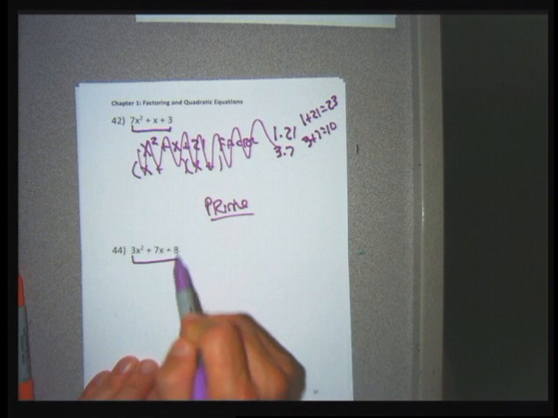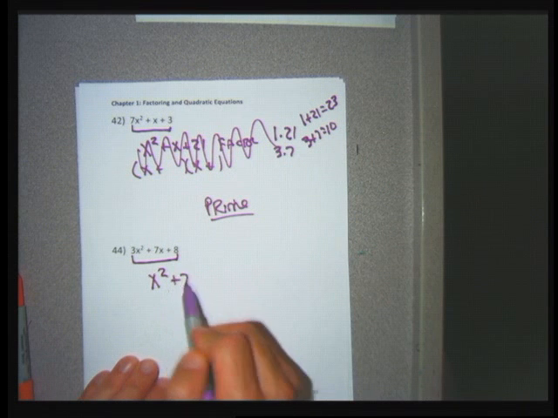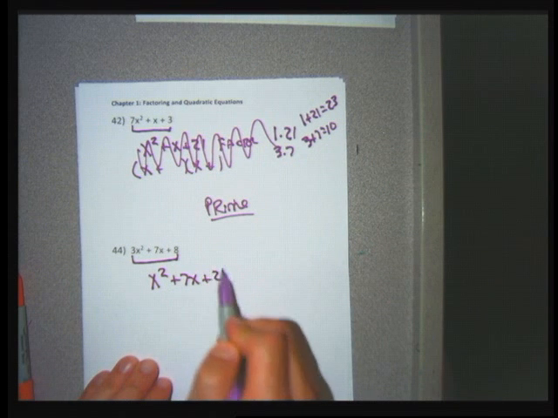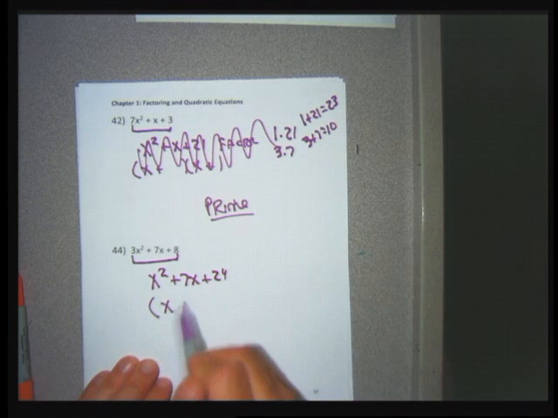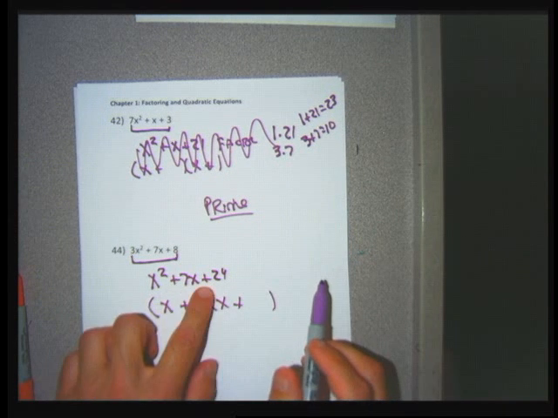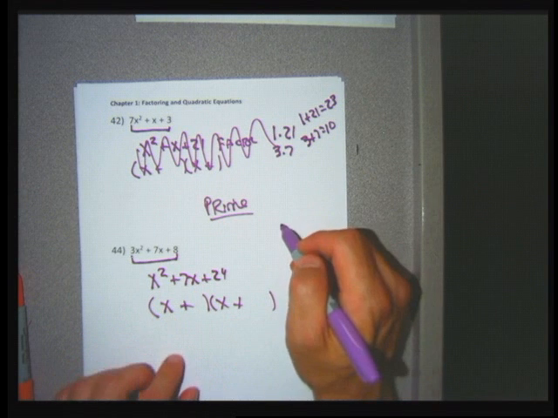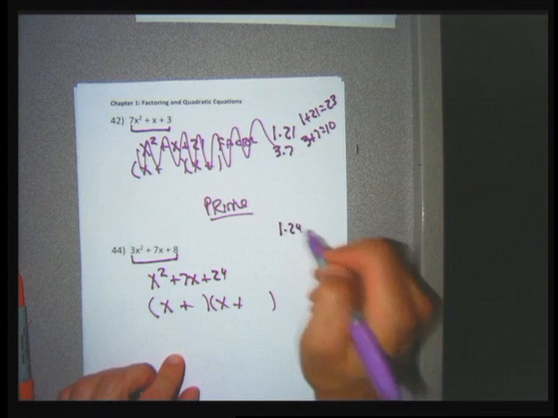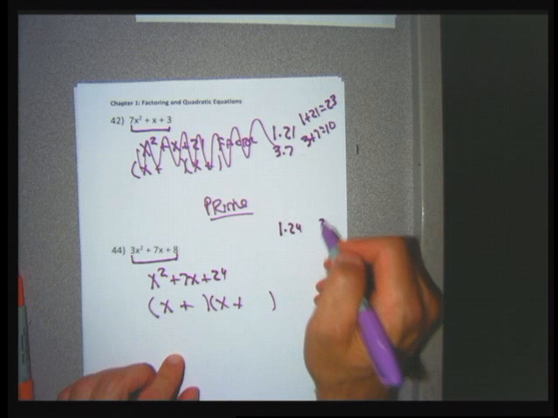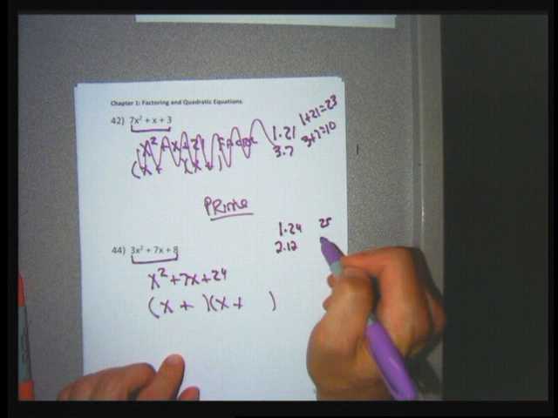44, I'll multiply the 3 and the 8 and get 24. So that makes me have to factor x squared plus 7x plus 24. I know this will be an x plus and an x plus. Signs have to be plus and plus when there's no minuses. Split the x's up. My numbers for lasts have to multiply to 24. They could be 1 and 24. That adds to 25. That can't be good. 2 and 12, and 2 plus 12 is 14.